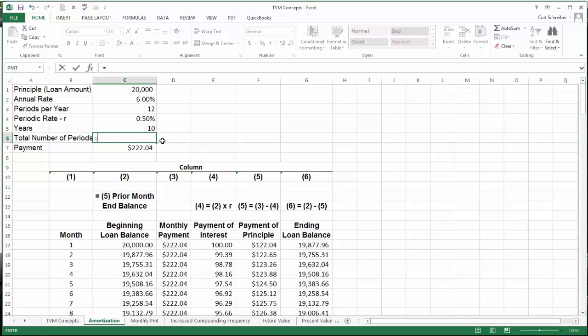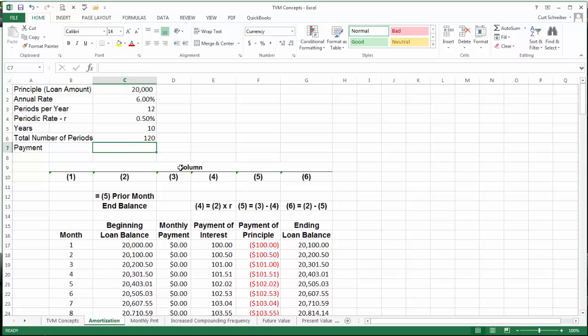Let's say that this loan would stretch for 10 years, so the total number of payments would be equal to the 12 periods per year multiplied by 10 years. So the total number of periods, as well as the total number of payments, would be equal to 120. So the calculation of the payment is a time value of money calculation.